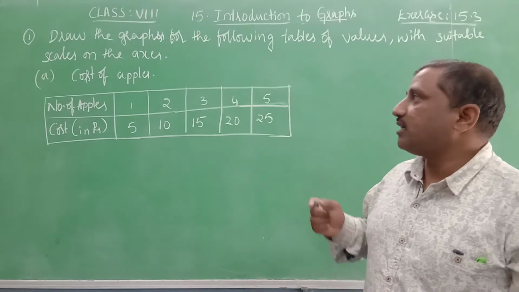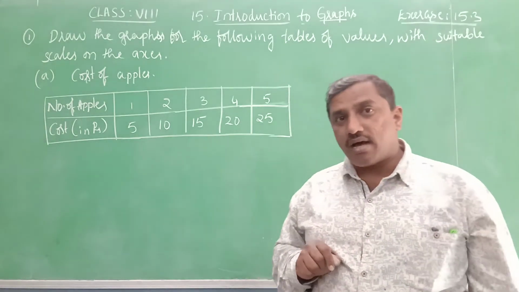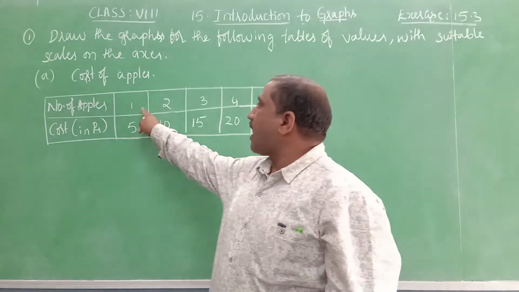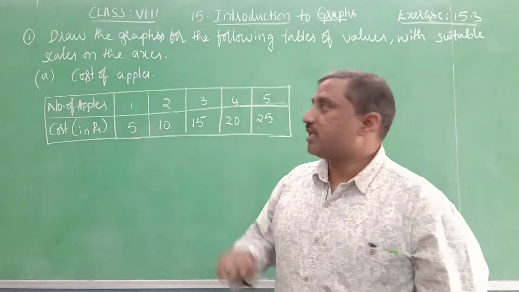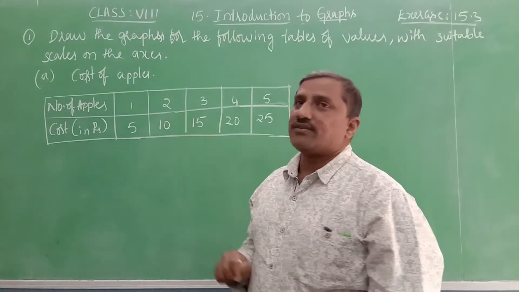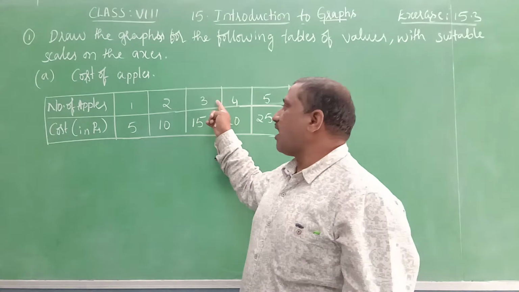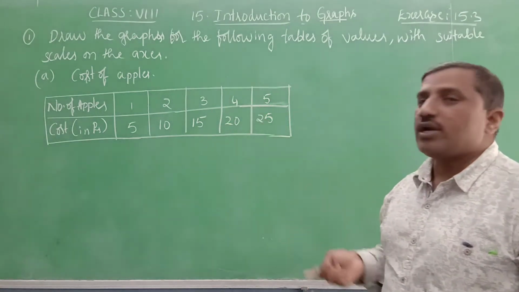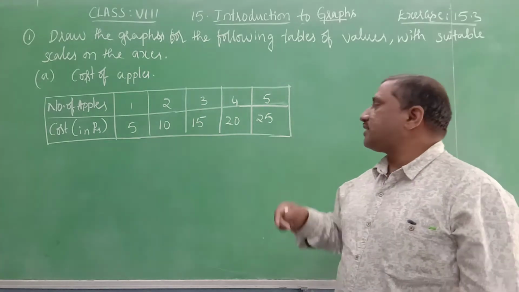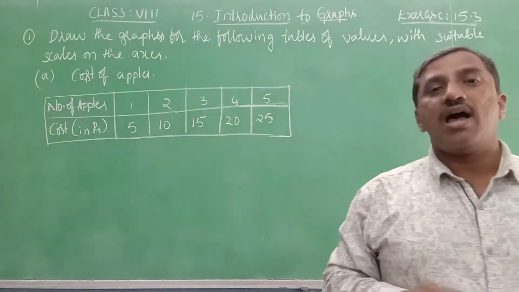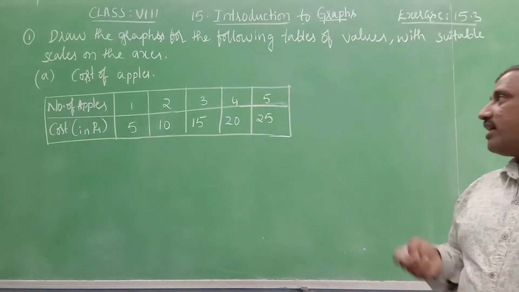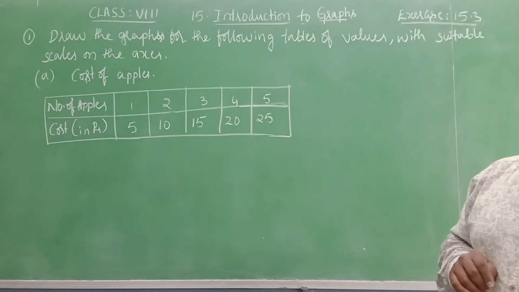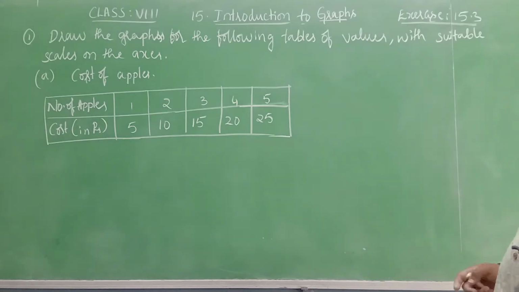And the first bit is cost of apples: number of apples, cost in rupees. One apple, its cost is 5 rupees. If two apples, 2 into 5, 10 rupees. If 3 apples, 3 into 5, 15 rupees. 4 apples, 4 into 5, 20 rupees. 5 apples, 5 into 5, it is 25 rupees. So this is the data. This data should be represented on the graph sheet.